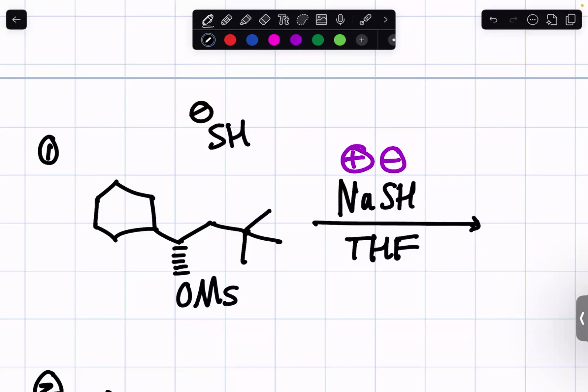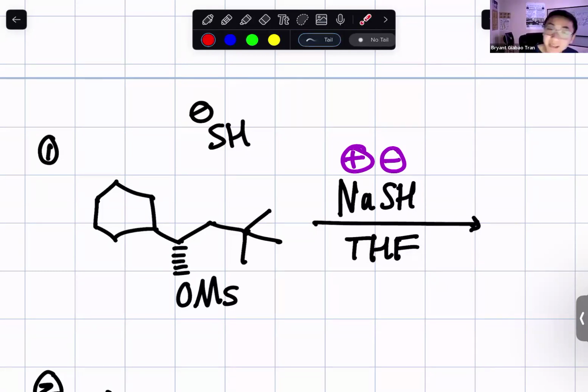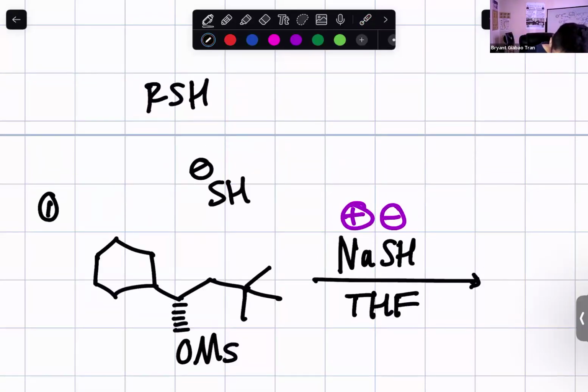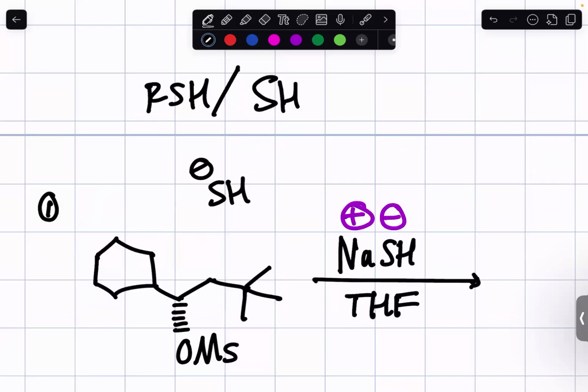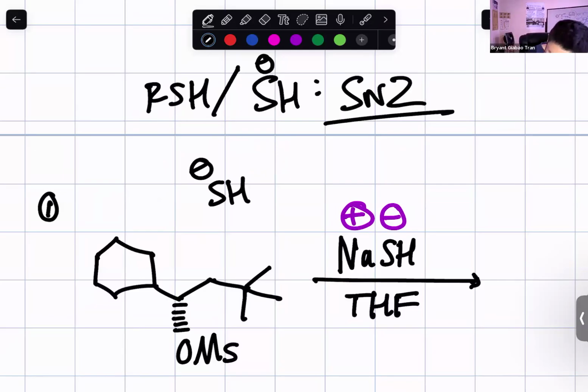Yeah, because I see an RSH. It says it's a moderate nucleophile. Yeah, RSH is a moderate nucleophile, and that would tend to do SN2 reactions. So RSH or SH minus, moderate to good nucleophiles, they tend to do SN2 reactions.